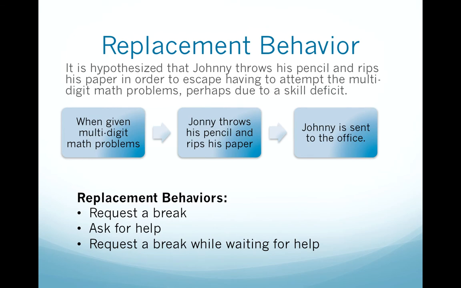So let's look at what a hypothesized replacement behavior could be. It's hypothesized that Johnny throws his pencil and rips his paper in order to escape having to attempt multi-digit math problems, perhaps due to a deficit. Okay, we know all the ABC data there. So here's some replacement behaviors. He could request a break, ask for help, or request a break while waiting for help. Okay.